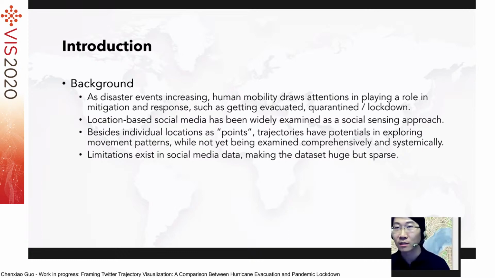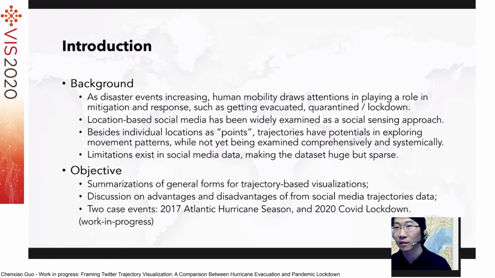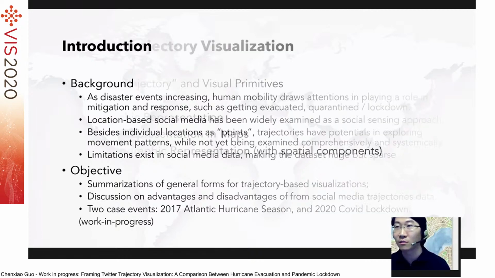One of the reasons is that there are limitations in social media data that make this kind of dataset huge, but also sparse. So my objective here is to first summarize the general forms for trajectory-based visualizations, then have a quick discussion on the advantages and disadvantages of social media trajectories, and also go through some case studies to reflect those visualization forms as well as the characteristics of social media.